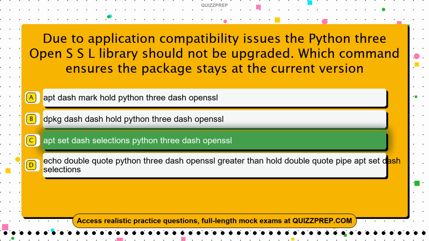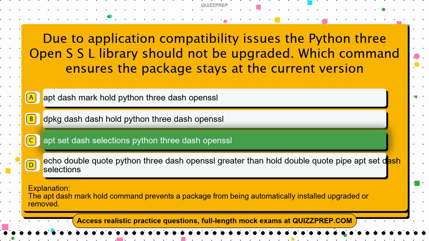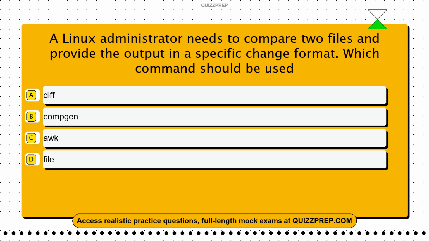The correct answer is option C, dpkg --set-selections python3-openssl. The apt-mark hold command prevents a package from being automatically installed, upgraded, or removed. Question 83. A Linux administrator needs to compare two files and provide the output in a specific change format. Which command should be used?